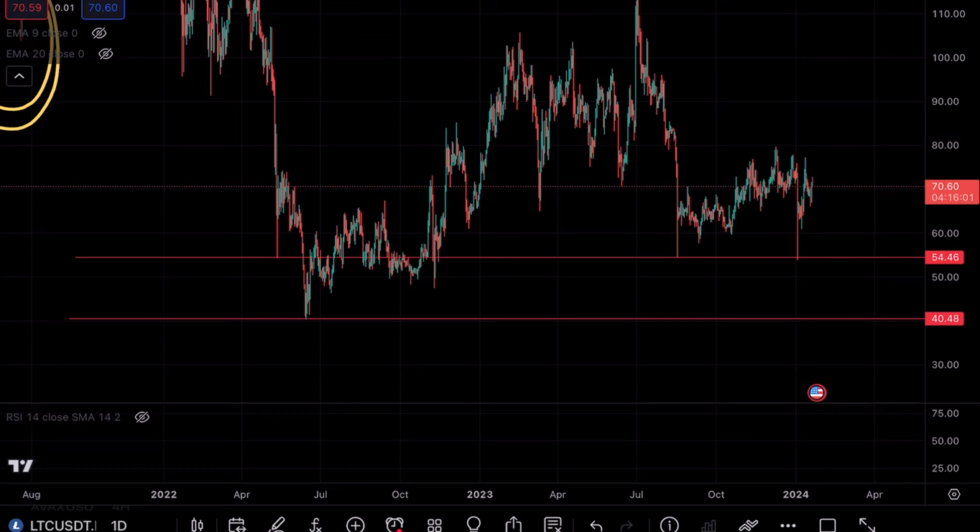Now that I've drawn out my support zones, what I'm going to be doing is drawing out my resistance zones. Just like how we drew our support levels where we saw the most bounces, we are going to be drawing our resistance levels where we saw the most rejections. You can see on the chart, we had quite a few rejections around this zone. We had quite a few rejections around this zone.